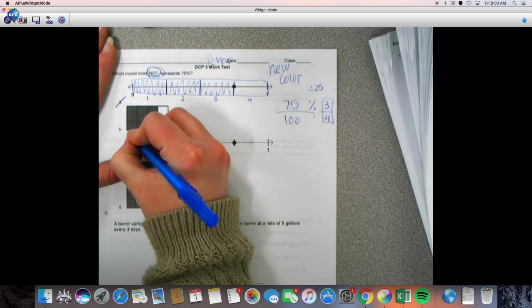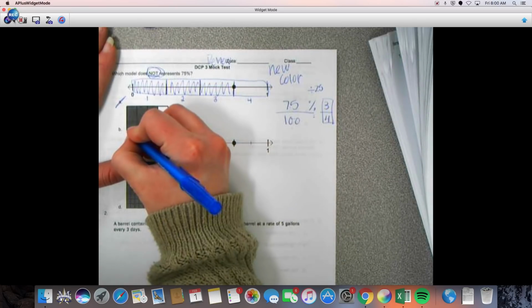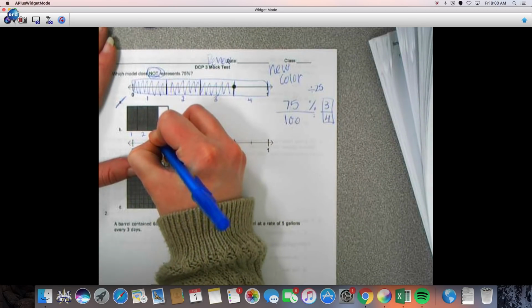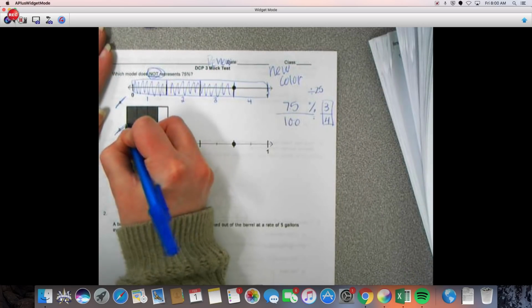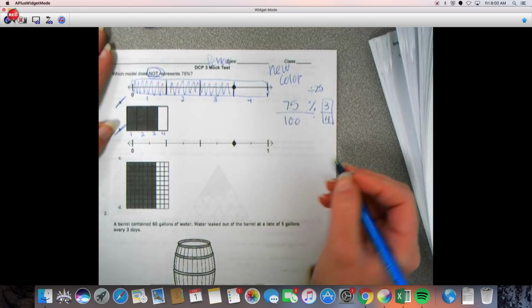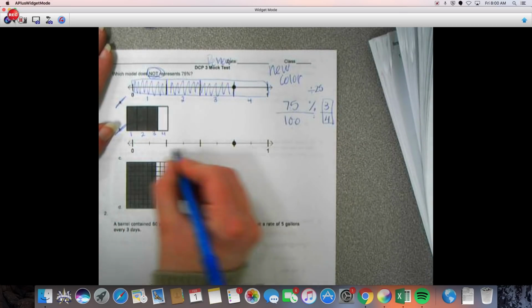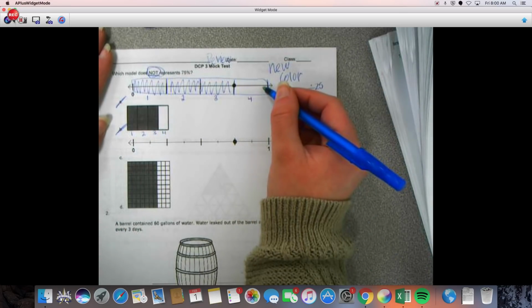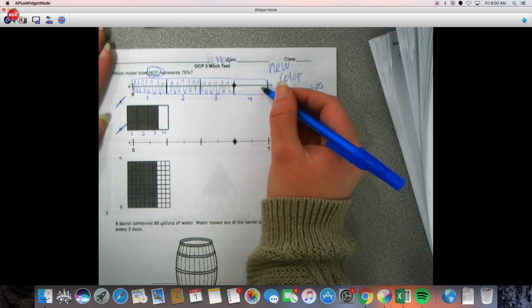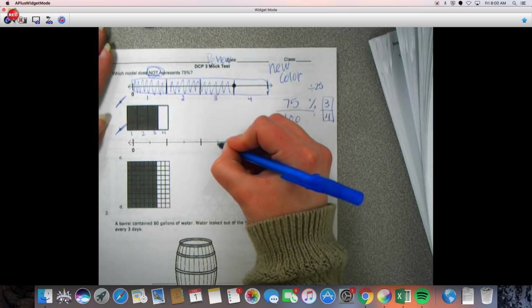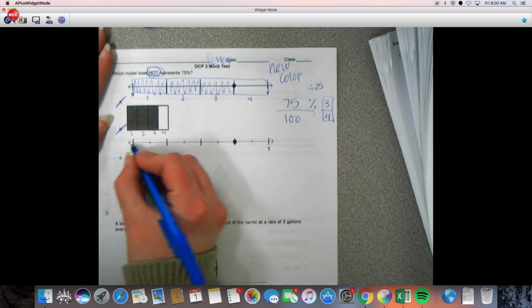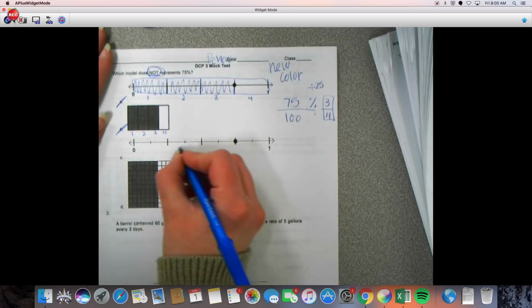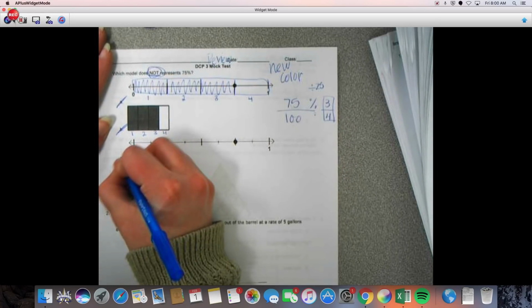If I look at B, it's basically the exact same picture. 1, 2, 3, 4 are shaded. So that is 75%. Guys, if you look at this diagram compared to A, it's exactly the same. The only difference is they added in the small tally marks, okay? So this would be exactly the same too. This would be 3 out of 4 sections shaded.